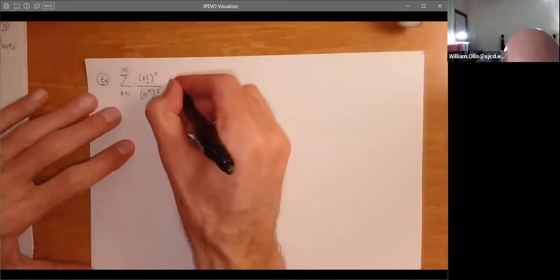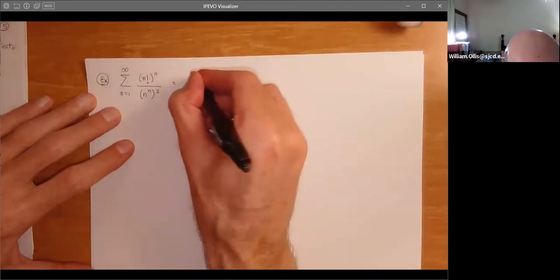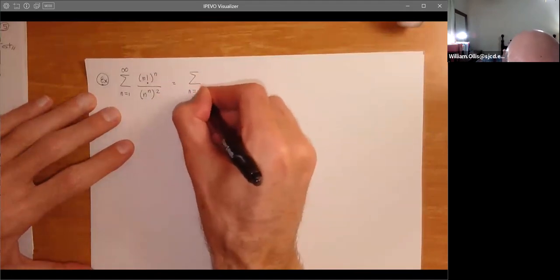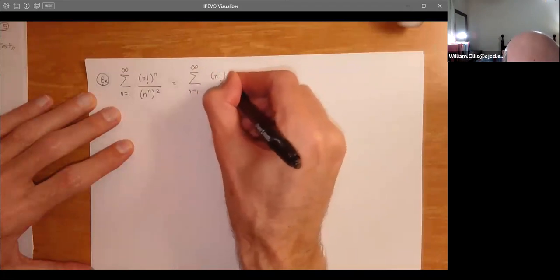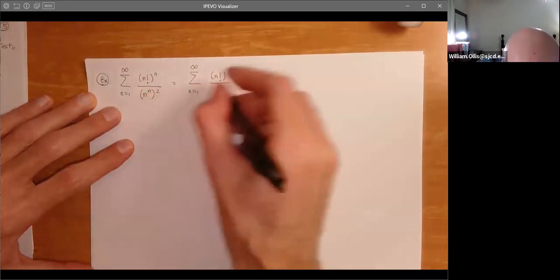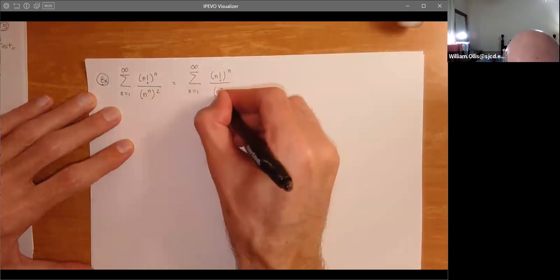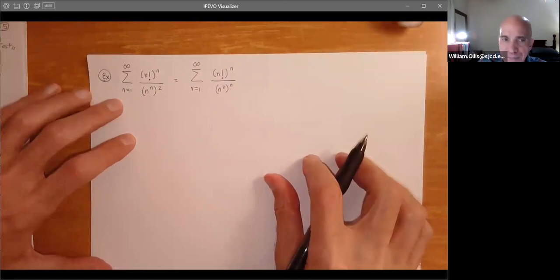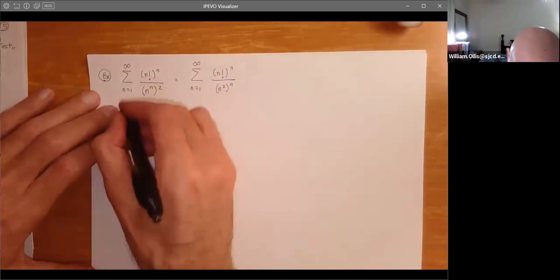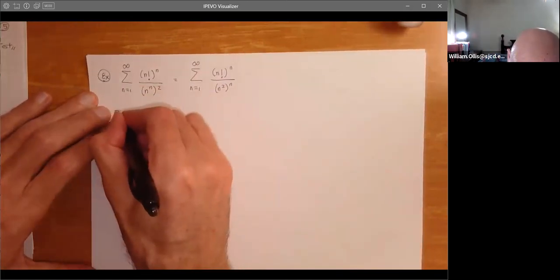So first, I'm just going to rewrite the nth term to make it more user-friendly to the process of the nth root. So I'm just going to flip these around. So this will be n squared raised to the n, just using laws of exponents for a fixed n. So now let's do a proof. Again, we're going to use the root test.